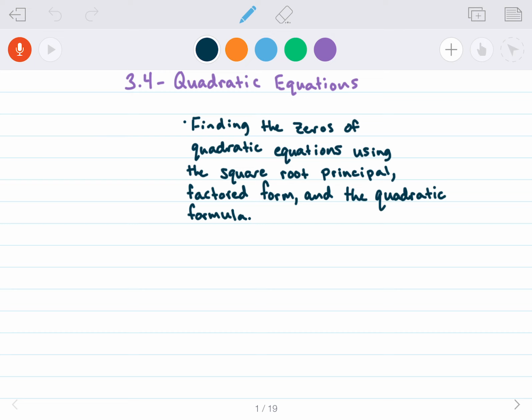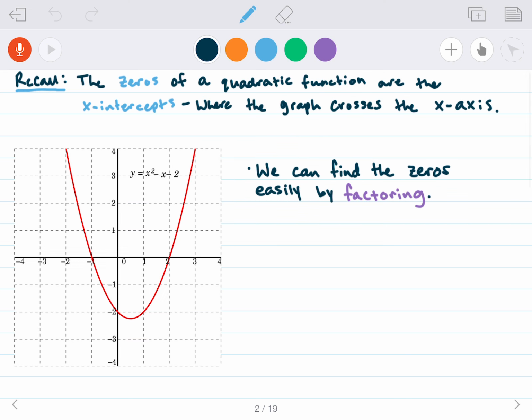Hey guys, in this video we're going to talk about Chapter 3, Section 4, Quadratic Equations. So we talked a little bit about zeros in the last video. The zeros of a quadratic function are the x-intercepts. Those two terms mean the same thing, and that's where the graph crosses the x-axis.